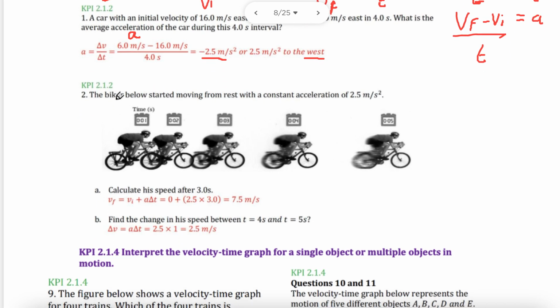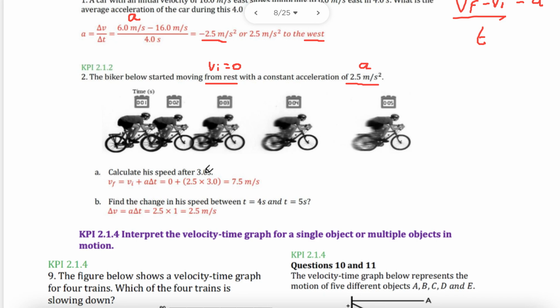Now, the biker below starts moving from rest, so that means V initial is rest, so that's just 0. He is not moving. With a constant acceleration of 2.5, that's A. Calculate the speed after 3 seconds, that's T. Back to the formula, V final equals V initial plus AT. V initial was 0 because it started from rest, plus A, 2.5, times the time, which was 3, and you will get your answer directly, 7.5.